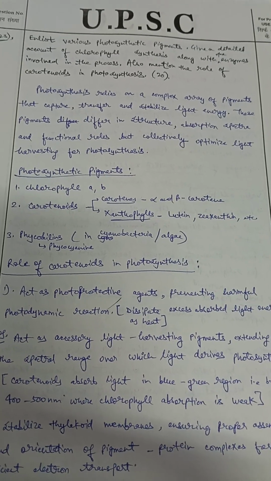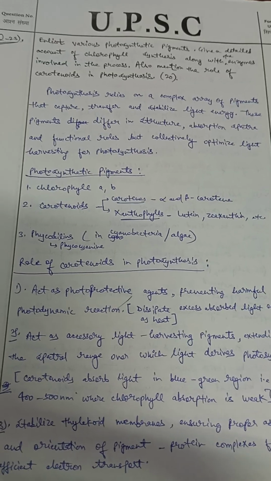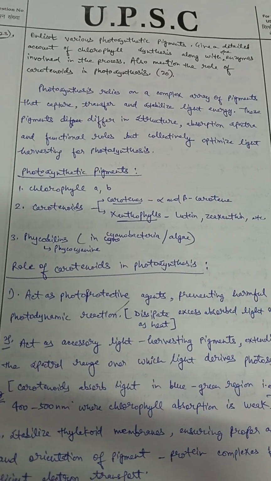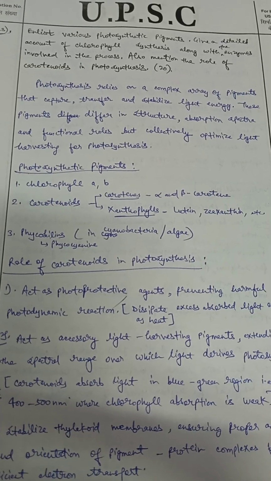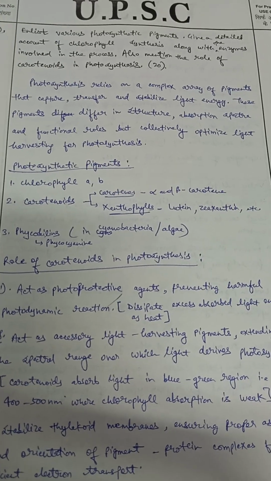Hello everyone, this is the UPSC 2023 Agriculture Optional Question Paper. So the question is: enlist various photosynthetic pigments, give a detailed account of chlorophyll synthesis along with the enzymes involved in the process, and also mention the role of the carotenoids in the photosynthesis.